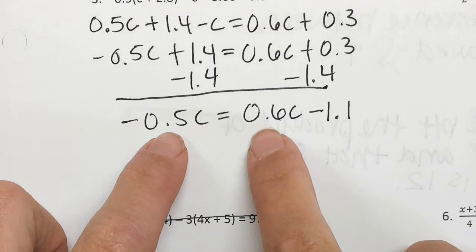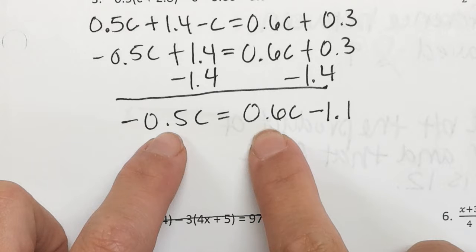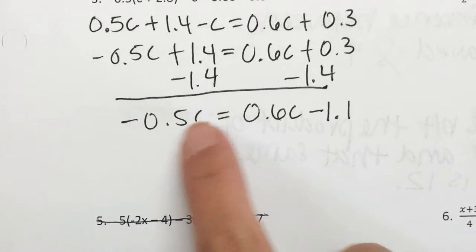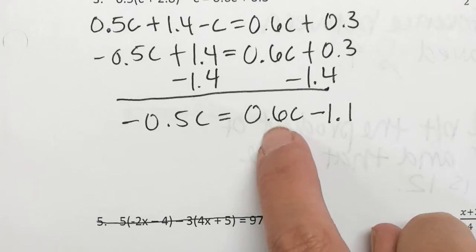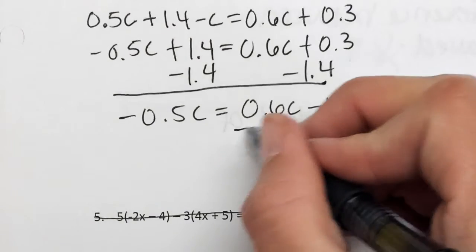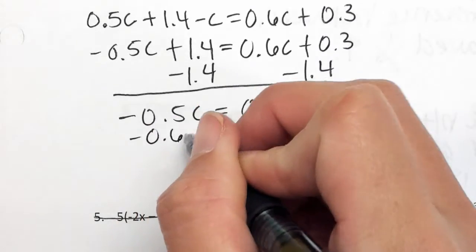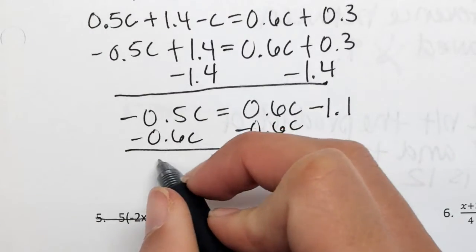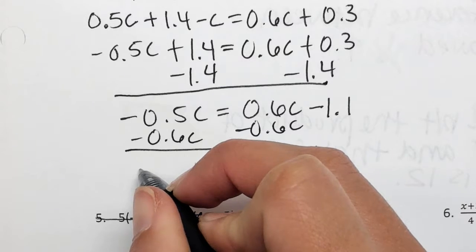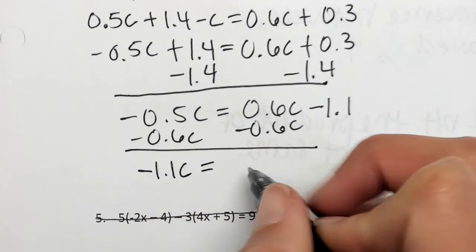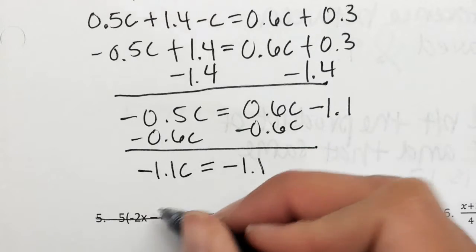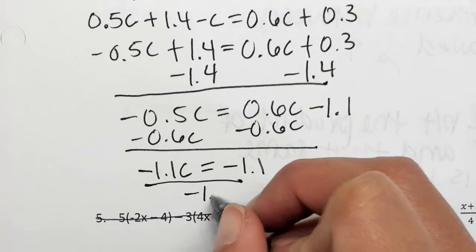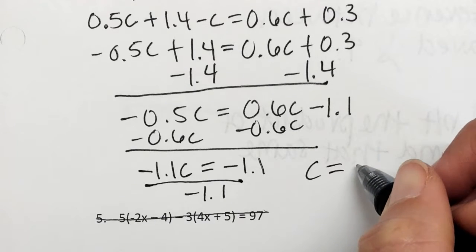Alright, Cody, what do we have to do from here? Get these together? Yeah. That's correct. So which one do we have to move? To the 0.5. Alright, we could move this one over, but would that be more work for us? Yes, so let's move this one. By doing what? Subtract. Very good. So what is negative 0.5 minus 0.6? Equals? Good. And now to solve, we just divide by negative 1.1, and what's that going to give us? 1. Very good.